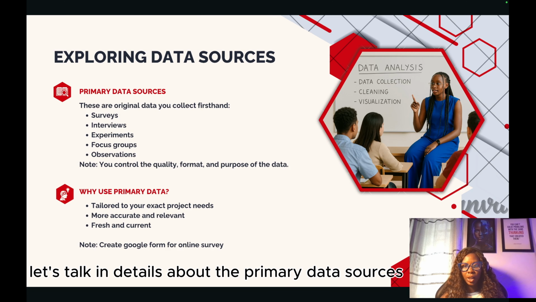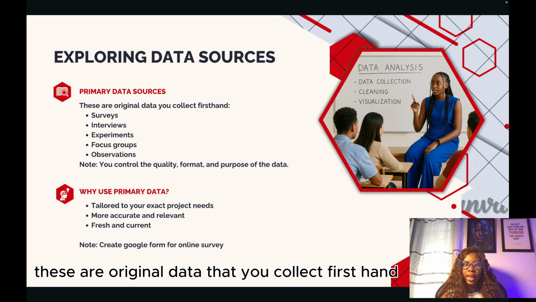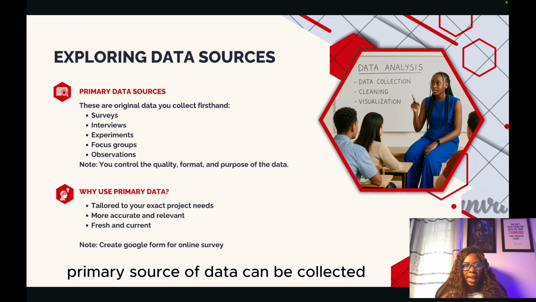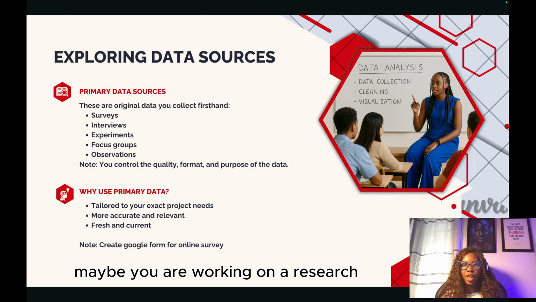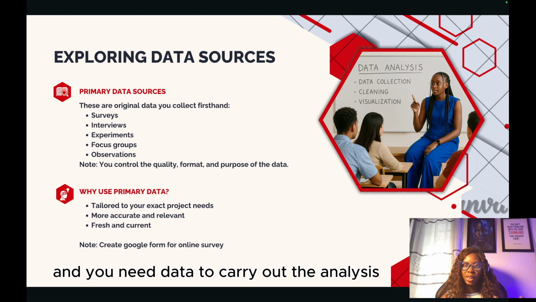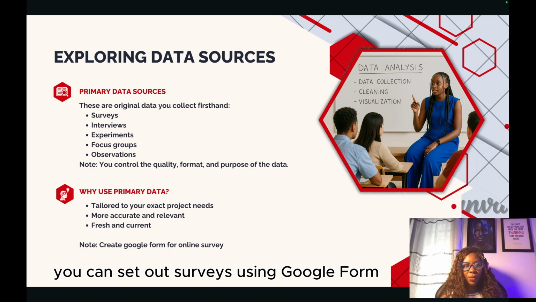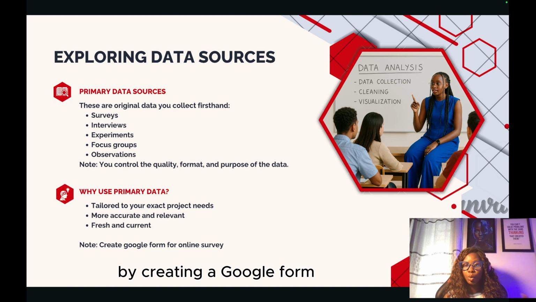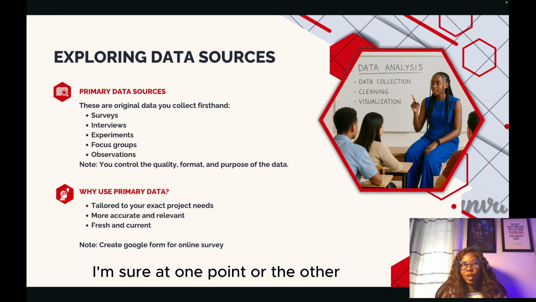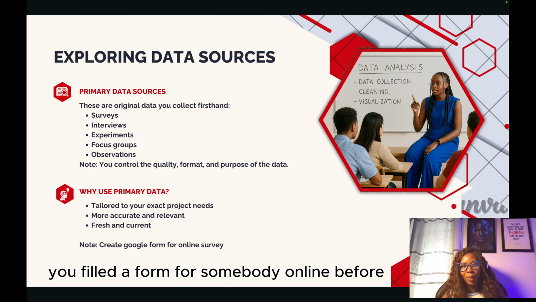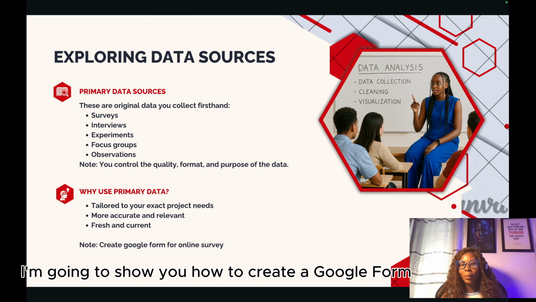Now let's talk in details about the primary data sources. These are original data that you collect firsthand. Primary source of data can be collected through surveys, by you sending out surveys to people to fill for you. Maybe you are working on a research and you need data to carry out the analysis. You can send out surveys using Google Form by creating a Google Form and sending the link to people to fill for you. I'm sure at one point or the other, you filled a form for somebody online before. I'm going to show you how to create a Google Form shortly.